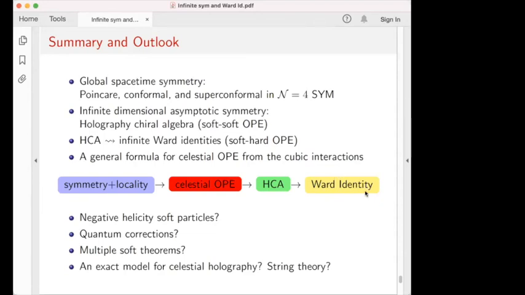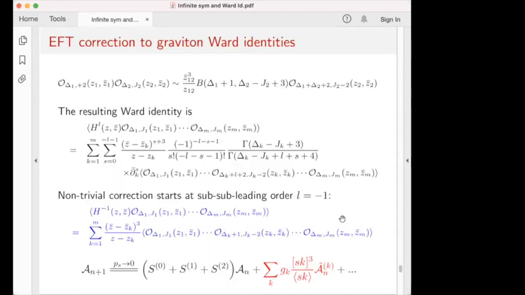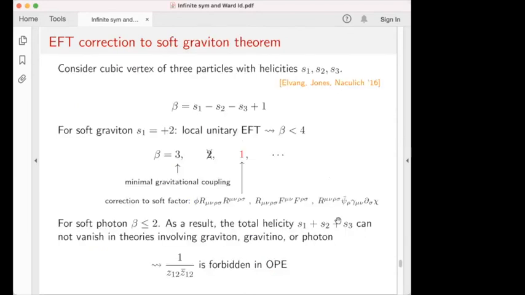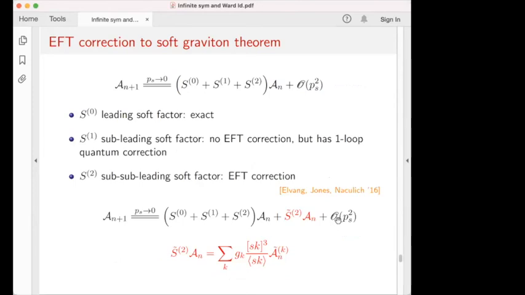And can you explain what this EFT correction to soft factors was, and what the difference is with loop correction? What correction? EFT. Yeah. And loop correction. Loop correction. Okay. So you mentioned EFT corrections, yes, and loop corrections.